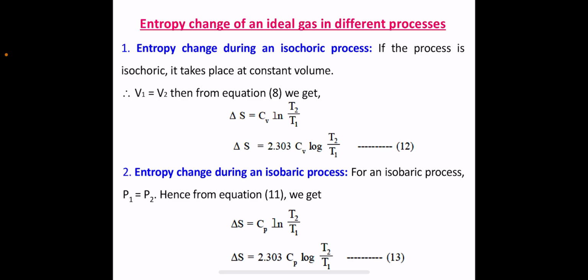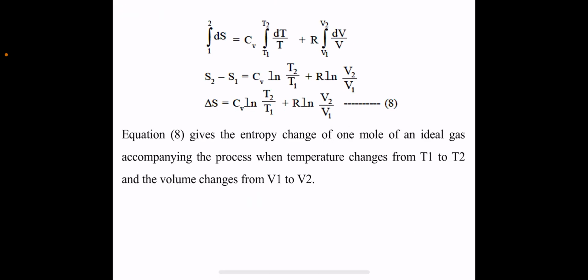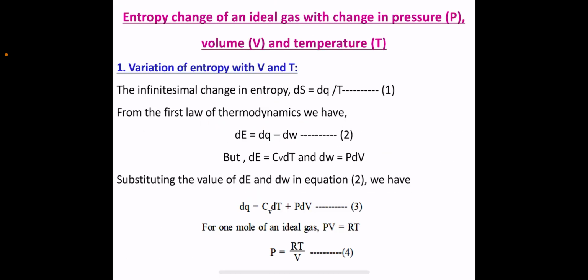As I told, if the process is isochoric, then it takes a constant volume. So it takes place at a constant volume. That means V1 will be equal to V2. Then from equation 8, now you have to see what equation 8 is. So this is equation 8. We derived this in the variation of entropy with the volume and temperature.